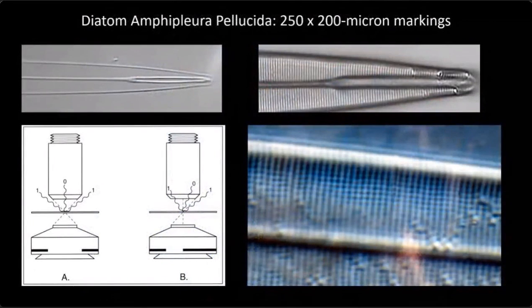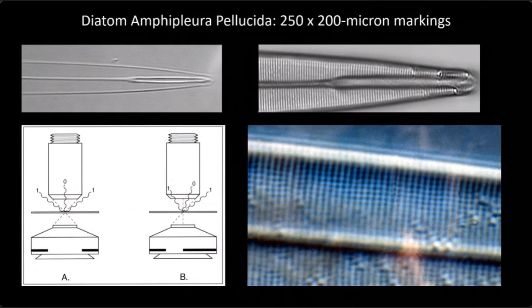So let's take a look at a diatom, Amphipleura pellucida. This diatom is just at the limit of resolution of a light microscope. But you have to play some tricks in order to be able to see it. You have to use oblique lighting. So on top left, you see the diatom Amphipleura pellucida taken with a microscope that is not an oil, not a 1.4 NA. It's a 0.9 NA microscope, a dry lens. You don't see any markings in the diatom.